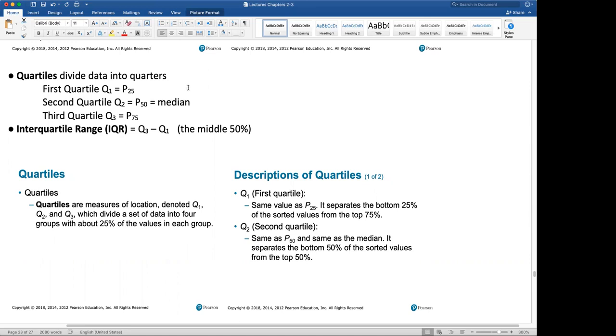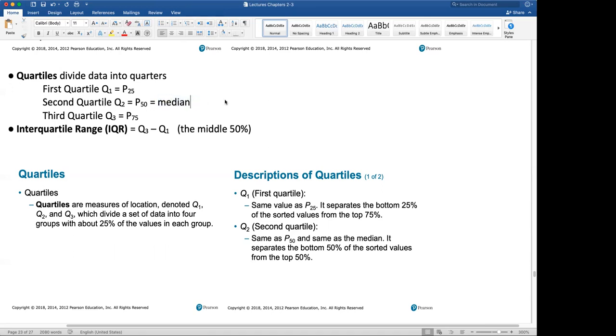Now, the first quartile has the symbol Q sub 1. Q sub 1 is P sub 25, which means the 25th percentile. That's the first quartile. And the second quartile is Q sub 2, P sub 50, the 50th percentile. So the second quartile is nothing but the median.